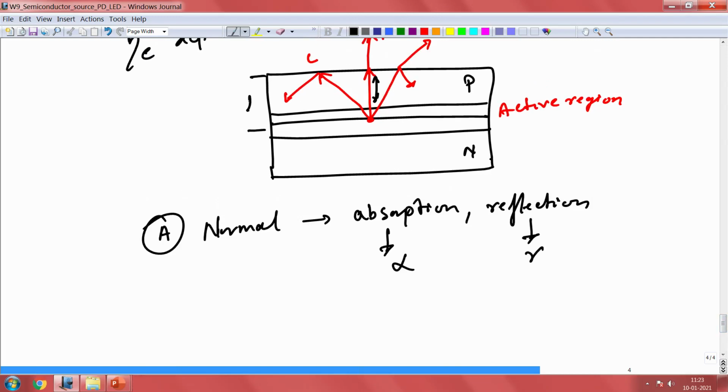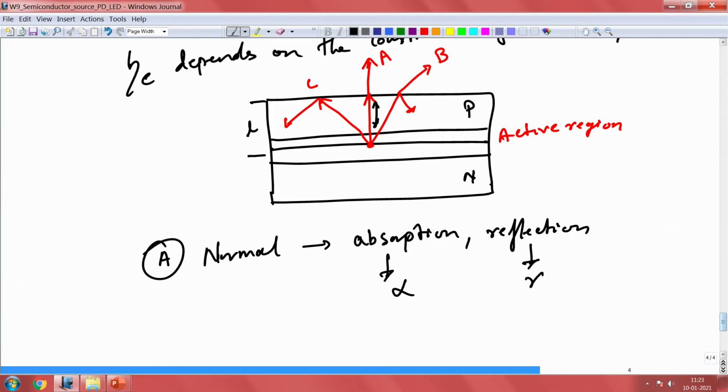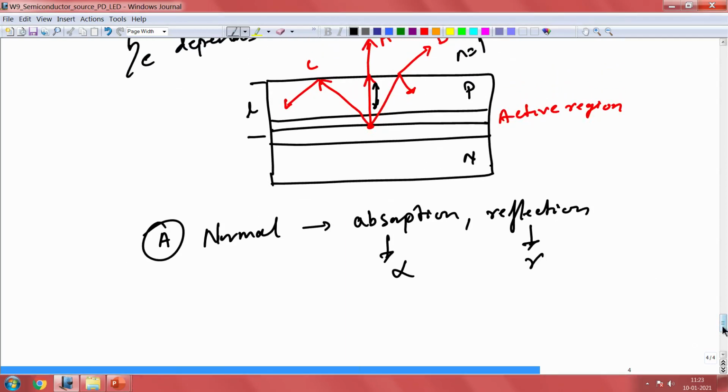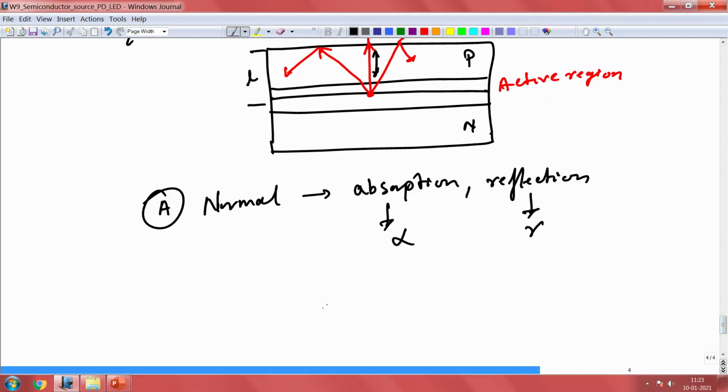So, let us say this is L to come out of the active region and out into air. So, let us say n equals 1. So, in A, the internal quantum efficiency depends on these two factors. So, let us look at the effect of absorption. The attenuating factor depends on the alpha. So, there is e to the minus alpha L as the attenuating factor.